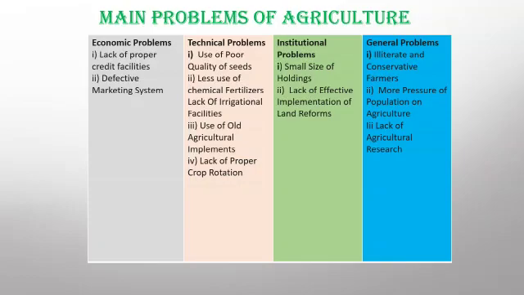There is subdivision and fragmentation of holdings. The productivity of agriculture is very low. As a result, Indian agriculture remains backward. Next one, lack of agriculture research. It is one of the causes of low agricultural productivity. Many universities have been established to carry out agriculture research. Even then, more efforts are required.